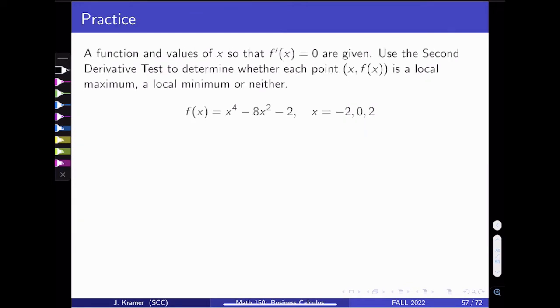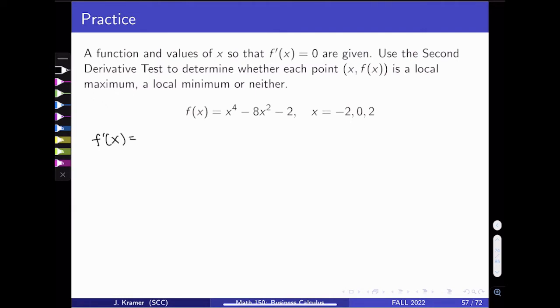A function and values of x so that f prime of x equals 0 are given. We use the second derivative test to determine whether each point is a local maximum, a local minimum, or neither. So we actually don't need to find the critical numbers because they're given to us. So what we'll do instead is find the first and second derivative. That way we can use the second derivative test.